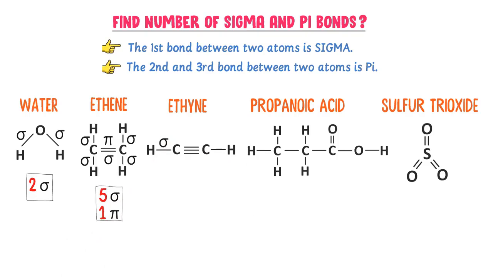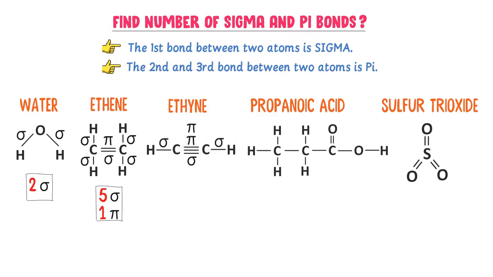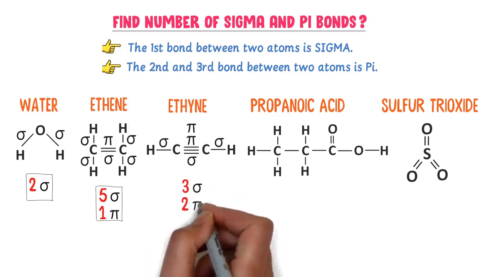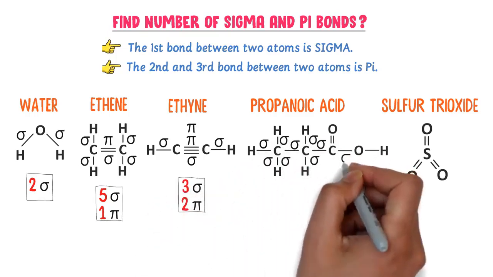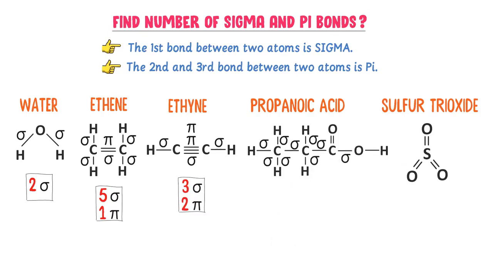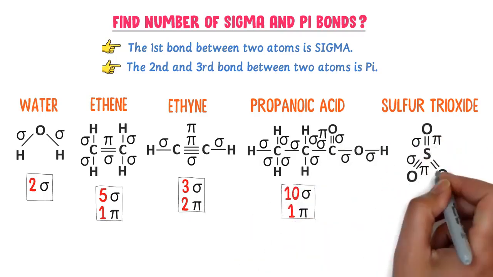In case of ethyne, this is sigma bond. The first carbon-carbon bond is sigma. The second bond between carbon-carbon is pi. The third is also pi. And this is also sigma bond. So there are 3 sigma bonds and 2 pi bonds present in ethyne. In case of propanoic acid, all the single bonds are sigma bonds, while the first bond between carbon and oxygen is sigma and the second bond is pi. So there are 10 sigma bonds and 1 pi bond present in propanoic acid.